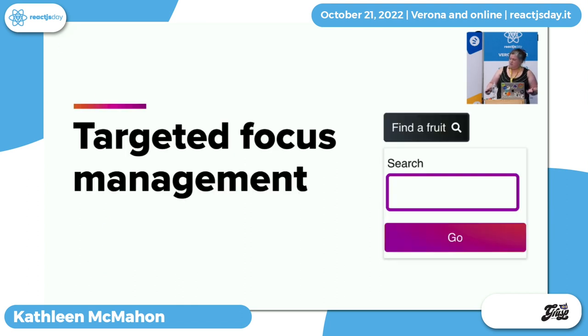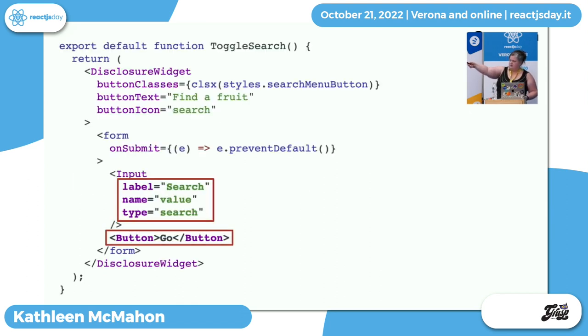Anyway, also notice how I didn't put type equals submit on the button. Buttons have defaults, submit and button. If you have a button inside of a form, you don't have to put type equals submit, because it's wrapped in a form. It gets that attribute for free, which is pretty cool.